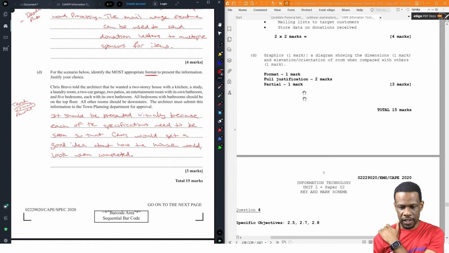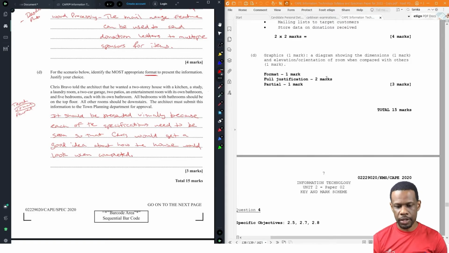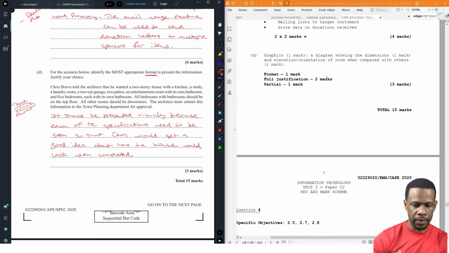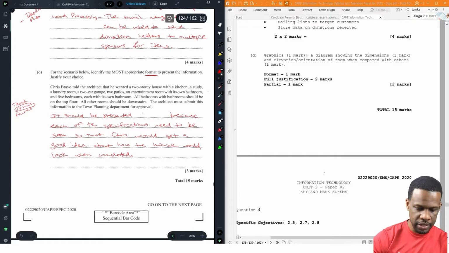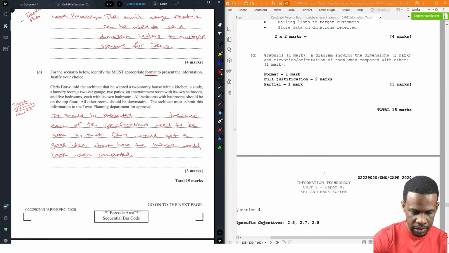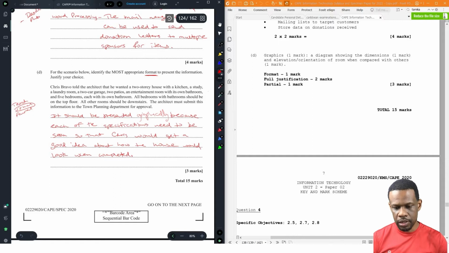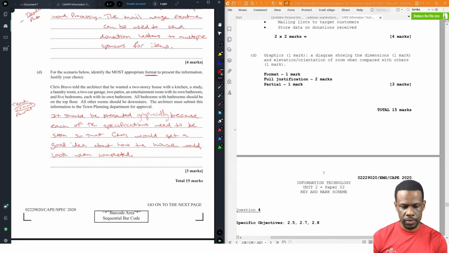Part D. Graphics, 1 mark. A diagram showing the dimensions, 1 mark. Or an elevation. So first of all, they say graphics. But visual is okay, graphical. I will take off for visually, because graphically is a much better answer. So I'll take that. Graphically, because each of the specifications need to be seen so that we get a good idea how the house would look compared to others. They have things like elevation of room and dimensions.